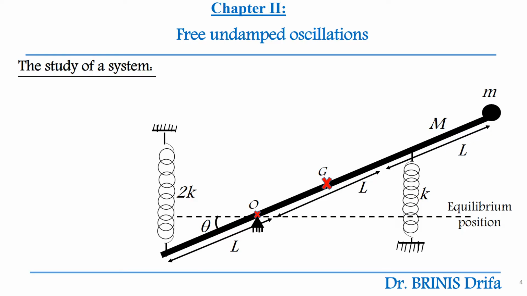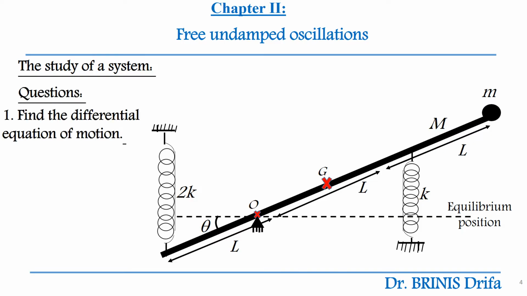Our system is this one. It consists of a small mass m, dimensionless, it means without dimension, attached at the end of a rod with mass capital M and length 3L, and we have attached two springs, K1 equal to 2K, and K2 equal to K. The main questions are: find the differential equation of motion and find the equation of motion.